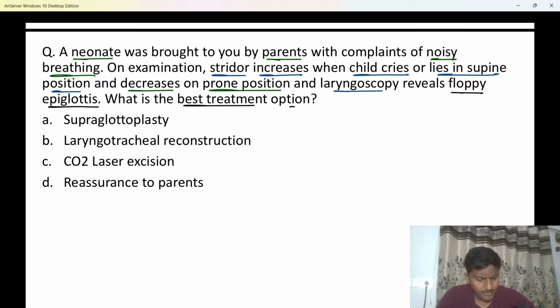What is your diagnosis, anybody? Can you tell me the diagnosis? Neonate has been brought. Neonate matlab a child with just born. The first 28 days of life is called as neonatal period. So the child with just born, the first month, okay, has been brought to you with noisy breathing or stridor. This stridor increases in supine position or while crying and decreases in prone position. Laryngoscopy shows there is a floppy or a loose epiglottis. What is the best treatment option?